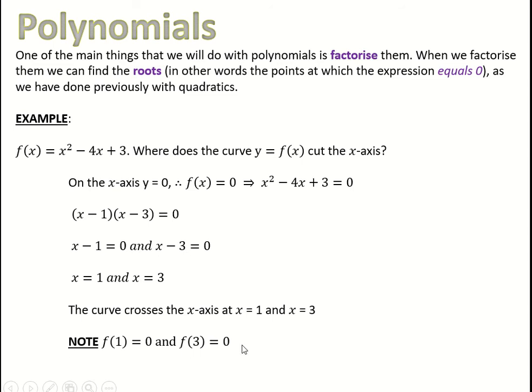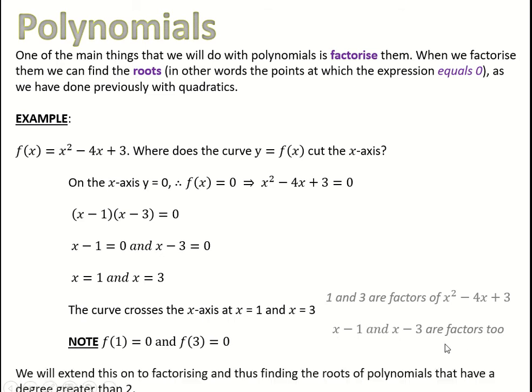So it's important to realize this. When you put 1 into that equation and when you put 3 into that equation, you get 0. So this is going to be really useful for when we're dealing with much more complicated equations, in other words, cubics and quartics. Okay, so we're going to use that in reverse in a second, but it's important to realize that 1 and 3 are factors of x squared minus 4x plus 3. X minus 1 and x minus 3 are factors too. Okay, so we'll extend this onto factorizing and thus finding roots of polynomials that have a degree greater than 2.